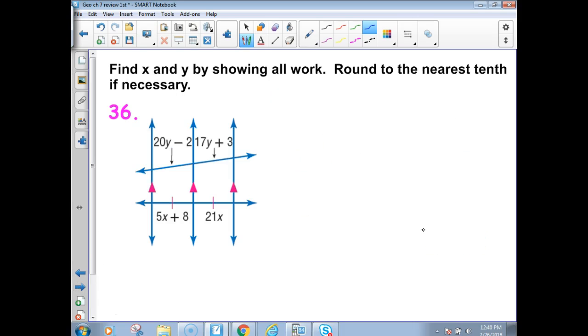On number 36, find x and y by showing all work. Similar situation, if we have three or more parallel lines cut by two or more transversals, the parts they cut off are proportional on those transversals. So if these two are equal, meaning 21x is equal to 5x plus 8, then this side is also equal in measure. So we've got those two pieces would be equal. So 20y minus 2 equals 17y plus 3. So those are our two equations to solve.